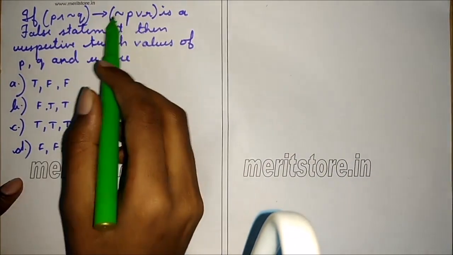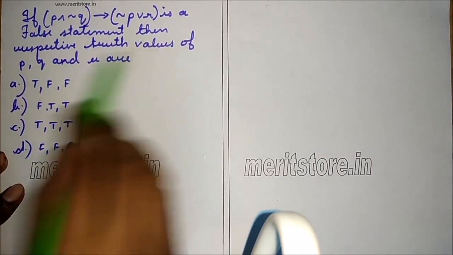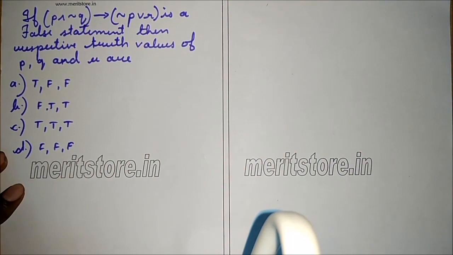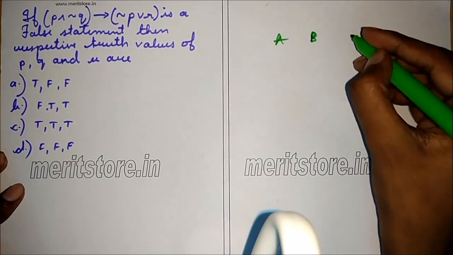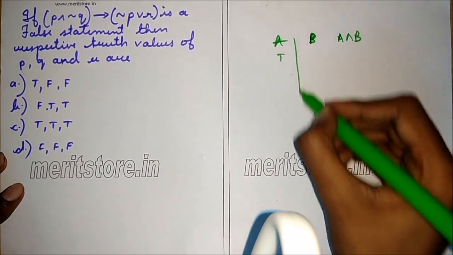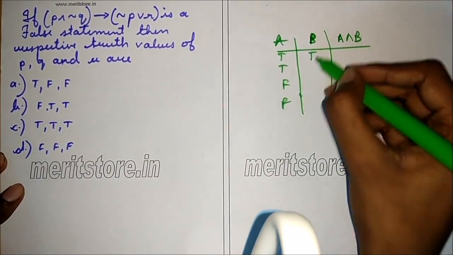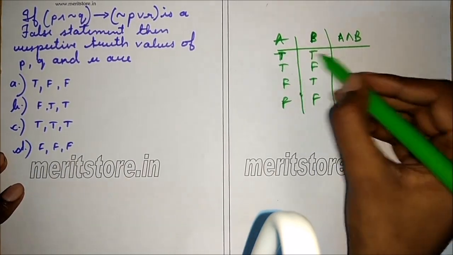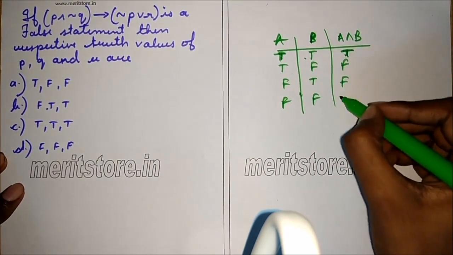If P and negation Q implies negation of P or R is a false statement, then what are the truth values of P, Q and R? First we'll draw the truth tables for each of the statements. Let the statements be A and B. First, the AND condition. So A and B, let this be TTFF and TFTF. So the AND statement is, if both the statements are true, then it is true. So TT is T, everything else is false.